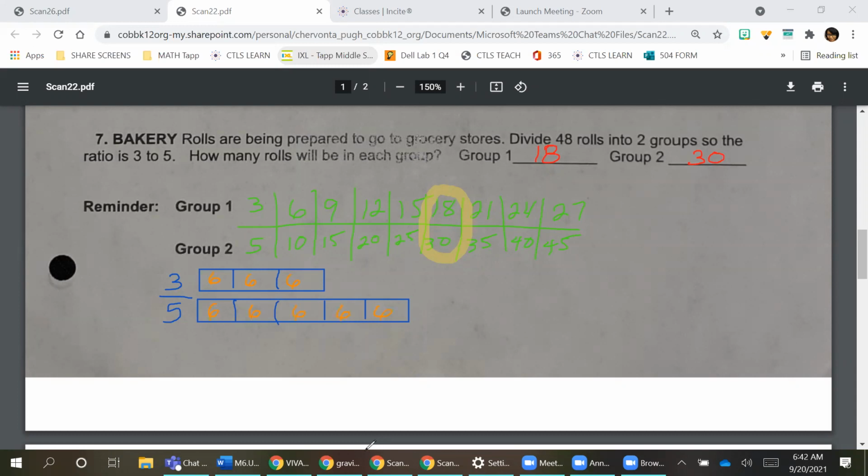You say, okay, well, what do I do from there? I'll show you. Up here in the group for the ratio, the top part of 3, it's 1 6 plus another 6 plus another 6. That equals 18. And then down here, 6 plus 6 plus 6 plus 6 plus 6 equals 30. So notice that I have a group of 18 and 30 by doing this method as well.